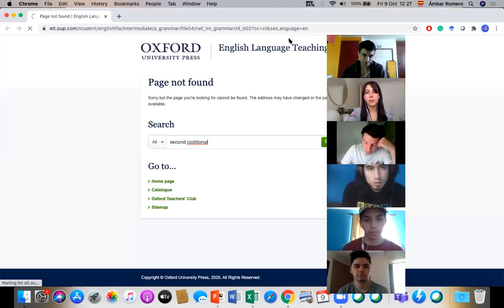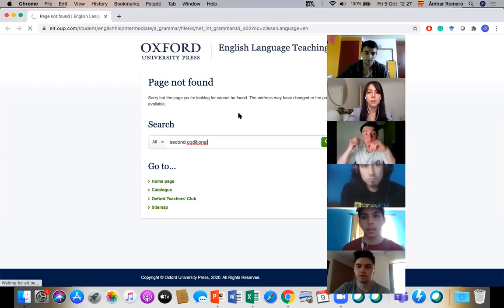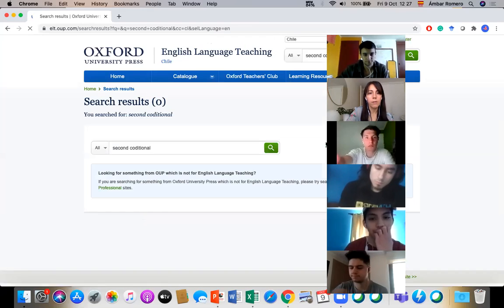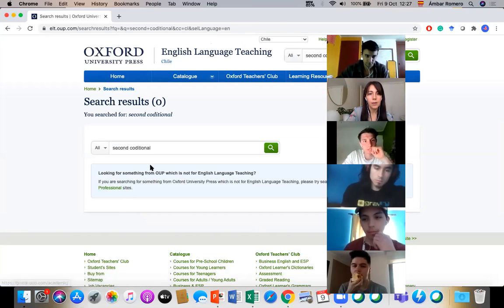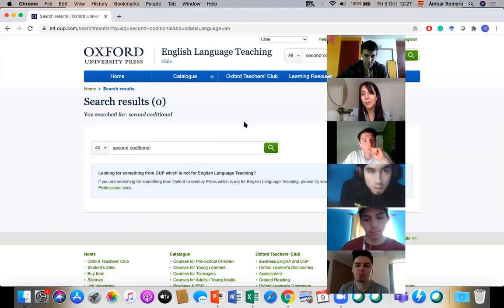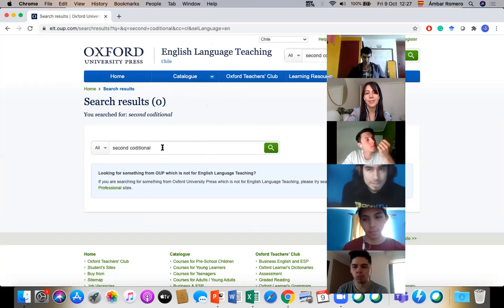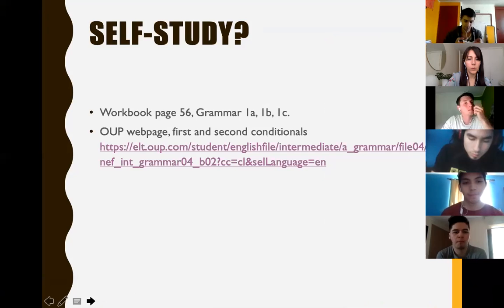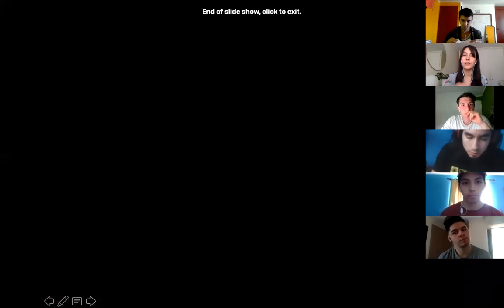Give me 1 second. Can you see the Google Chrome page or no? No. There you go. Yes? Yes. Okay. I don't know what happened. They refreshed the page. Well, I need to refresh the page then. But this is the page of the Oxford University Press, and you can find exercises, second conditional, first conditional. I'm going to fix that, okay? And what else? Let me see. What else do we have here? That's it. That's the end of the unit.